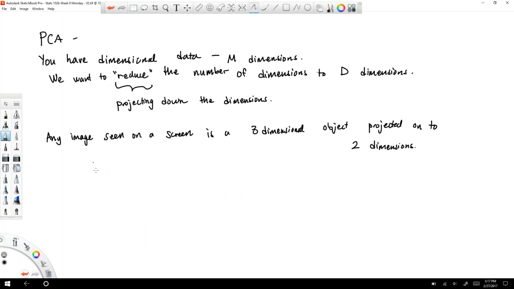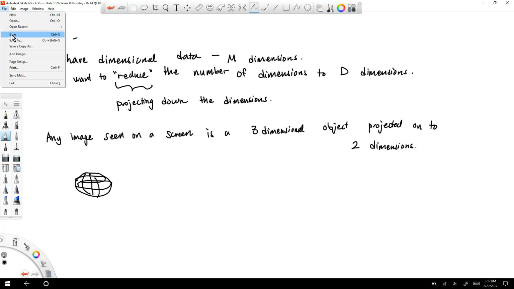Even when I try my terrible attempt at drawing a three-dimensional object here, even this is a two-dimensional representation of some three-dimensional object, and that's just the limitations of drawing on a two-dimensional surface. The idea is we want to do something similar with data.